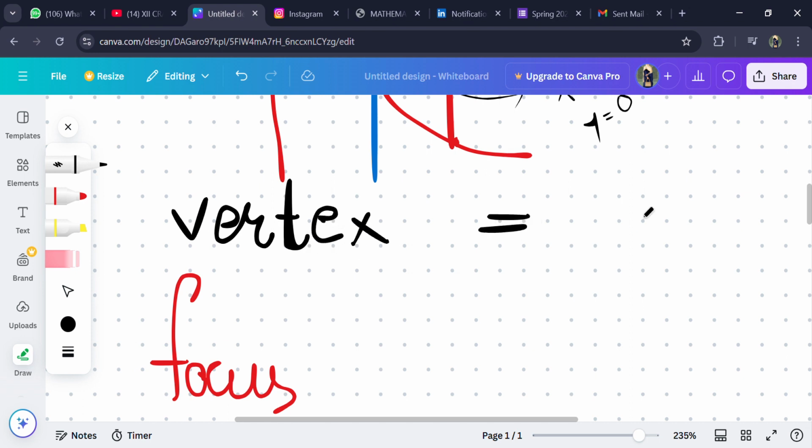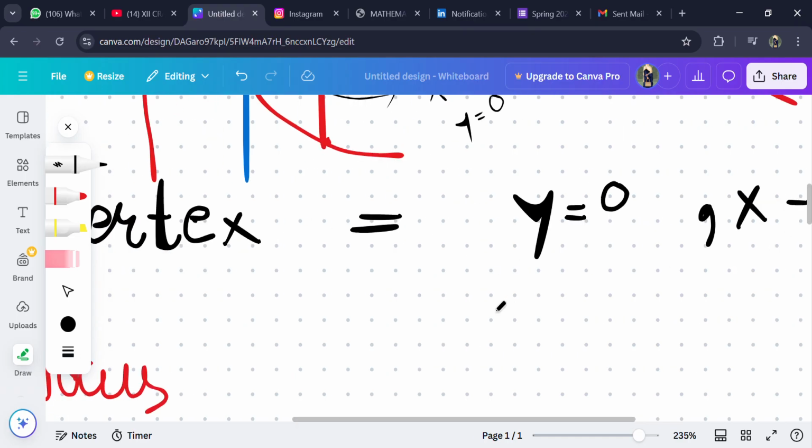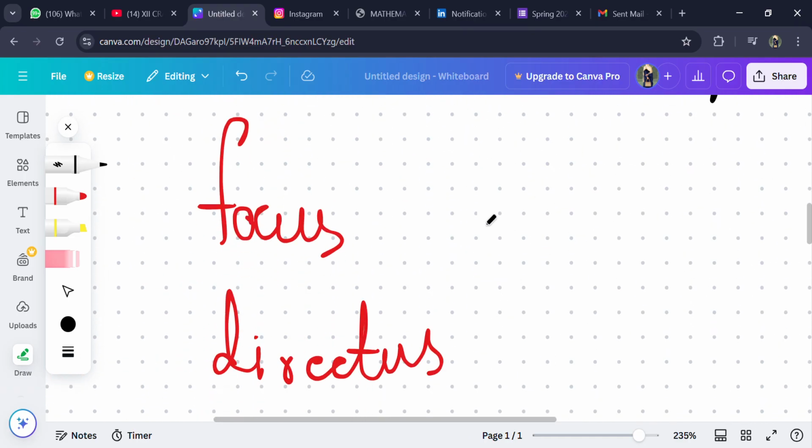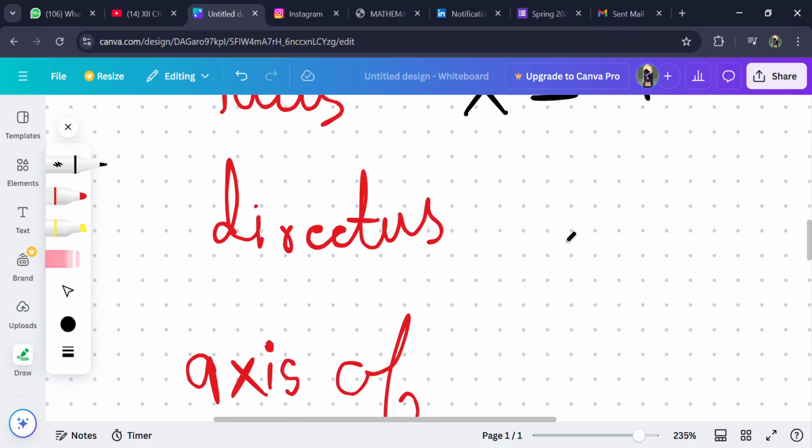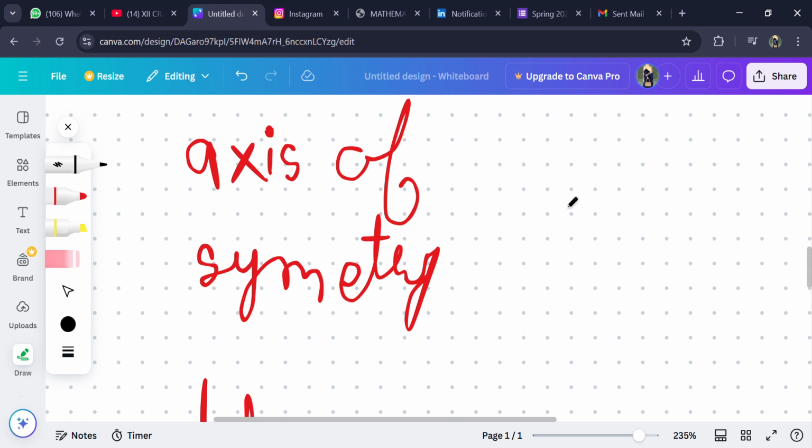Vertex is (0, 0). And our parabola is actually of what? Of x-axis. Sorry, the x-axis parabola. Then we do have the focus point. Focus point is x equal to a. Then the directrix is x equal to minus a. Then the axis of symmetry is what? Axis of symmetry is x equal to, no, it would be y equal to 0.